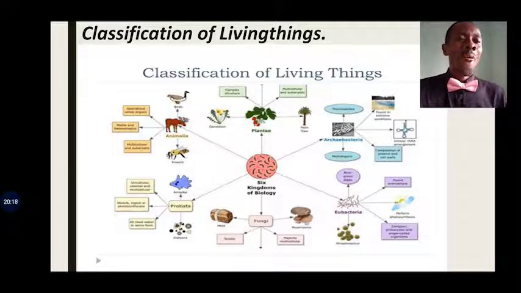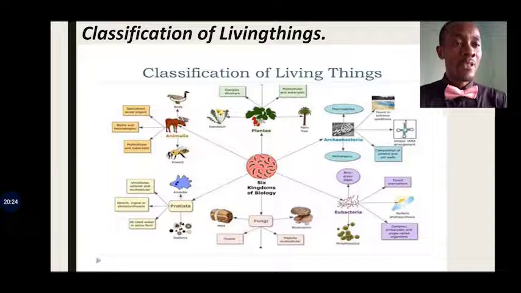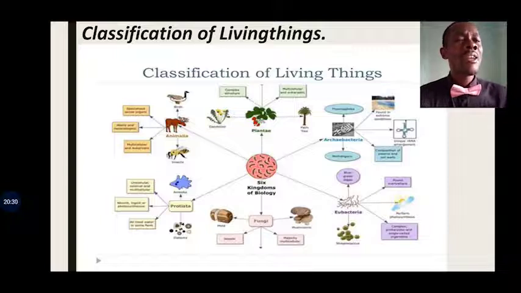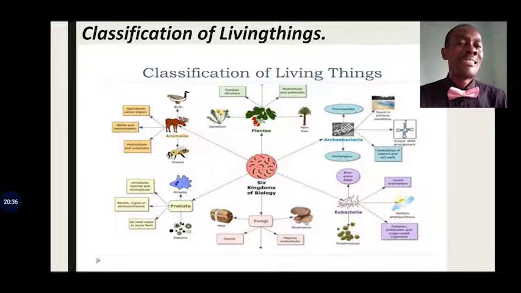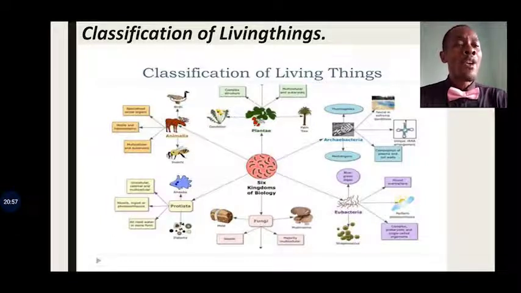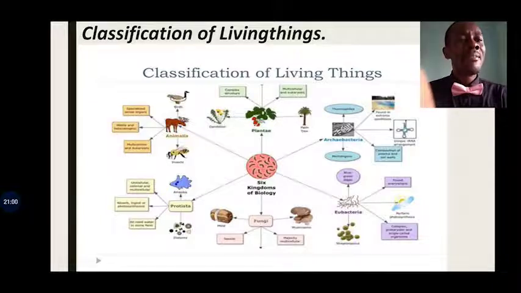Now, as I said earlier, what is classification of living things? Classification of living things is the categorizing, if you may use the word, or the grouping of organisms in their various identifiable groups. This classification makes it easy for you to distinguish between plants and animals. What are their characteristics? What are their distinguishing features? It also helps you to distinguish between unicellular and multicellular organisms, and between the birds and the mammals, all because of classification of living things.